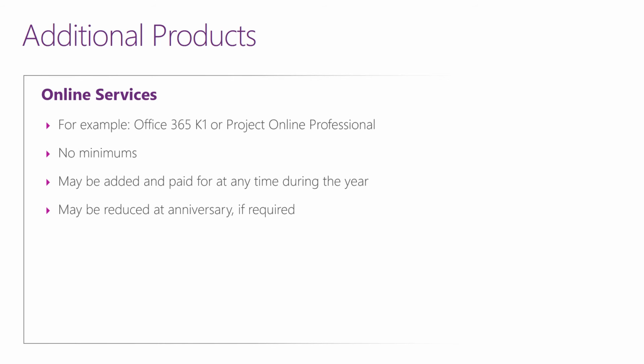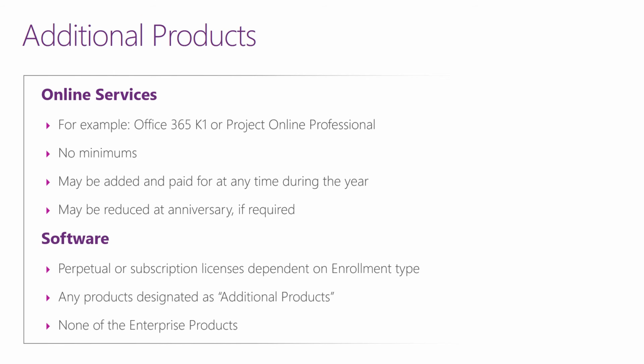Now, it's when we come to the additional products that are software that there are differences between the enrolments, since, of course, the licenses will be perpetual or subscription dependent on the enrolment type. Otherwise, it all works the same as adding additional products to a device-based enrolment. You can add any products that are classified as additional products, and it's worth emphasising again that you can't buy any of the enterprise products as additional products.